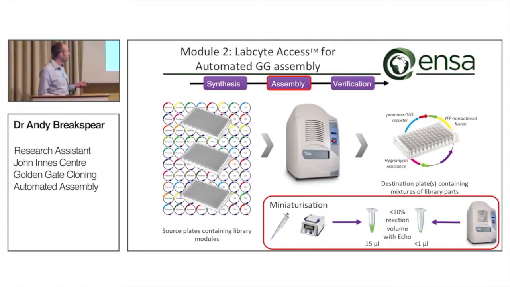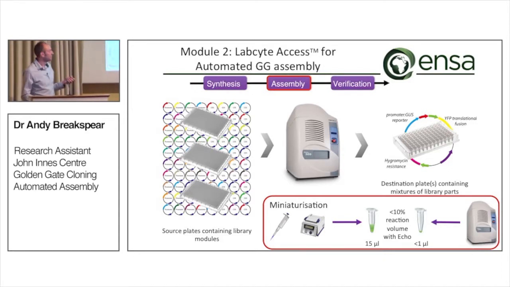So just to give you a better idea of that, we'll have our library modules contained within Echo source plates. We use 384 low dead volume plates. I think these are 1536. So we feed them into the Echo, and then in each destination well we'd get a mixture of those parts, and the Golden Gate reaction then happens on the thermocycler, and then we get out the reactions ready to transform E. coli.